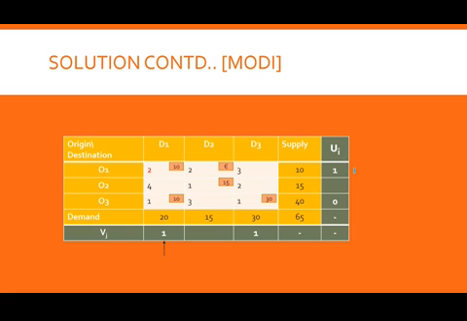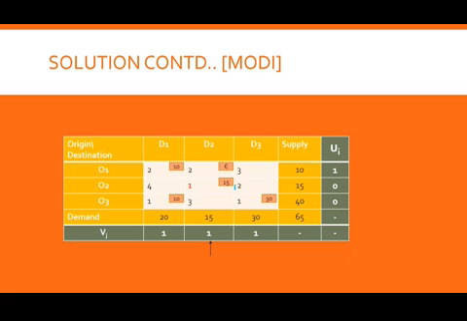So now use this 1 as reference. This becomes the key value. 2 minus 1 is 1. So I get a 1 here. So now take this 1 as the key reference. So this becomes the key value. 1 minus 1 becomes a 0. So all ui and vj values are evaluated.